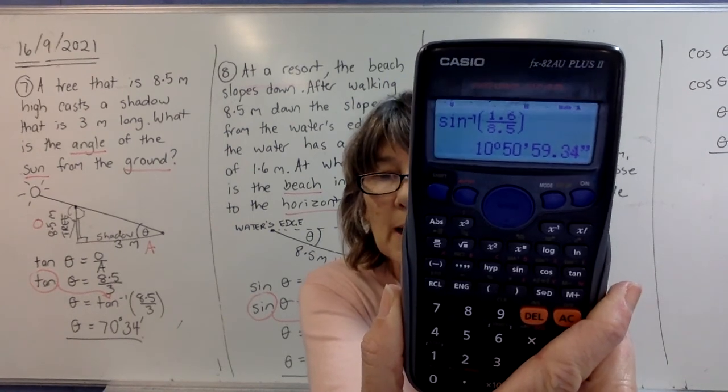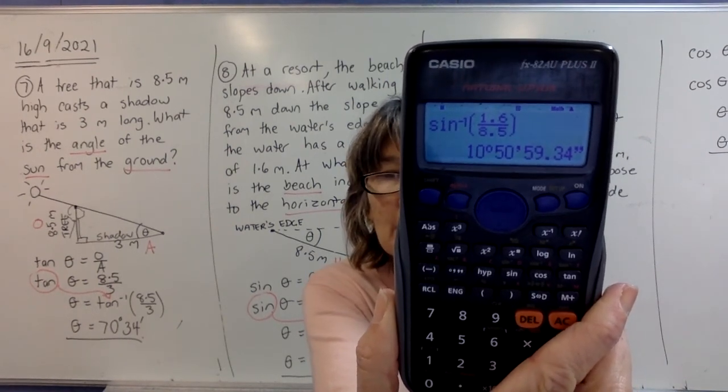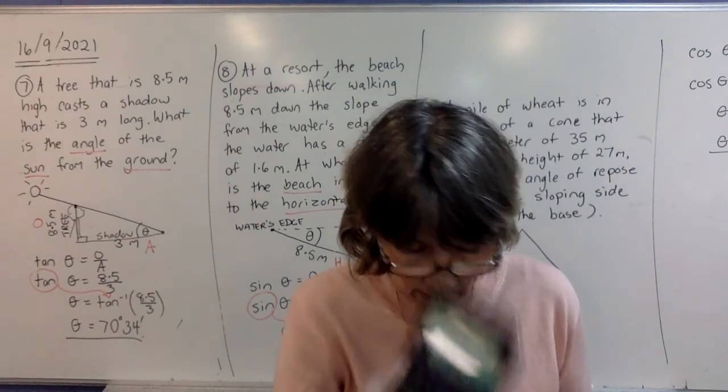Our seconds are 30 or more, so our minutes we're taking up by 1. So we're going to 51 minutes. So it's 10 degrees, 51 minutes.